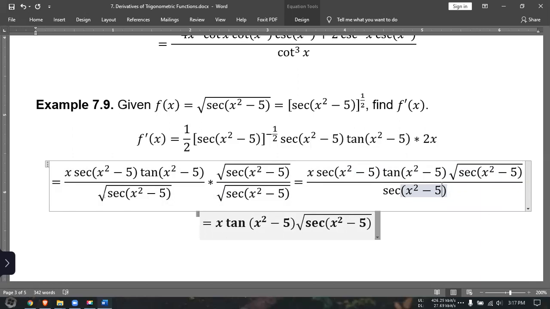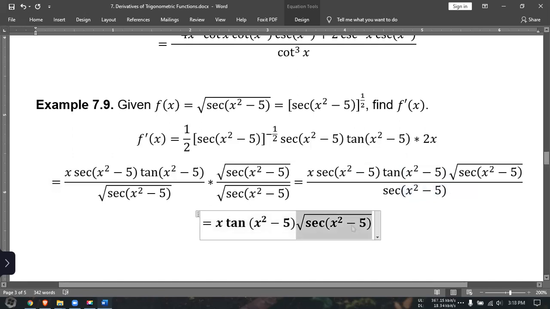And if you can observe, we have a common factor. Our numerator contains secant x squared minus 5 over secant x squared minus 5. So we can cancel this out. Canceling this out, we have now x tangent x squared minus 5 times square root of secant x squared minus 5, which is the same as what I explained to you earlier. Although this is the long cut of the solution.